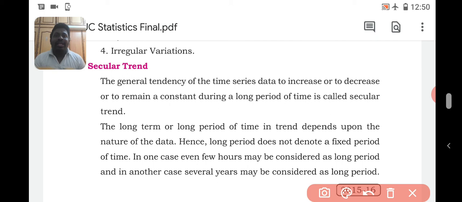So like this, where the change happens over a long duration of time is called a secular trend.